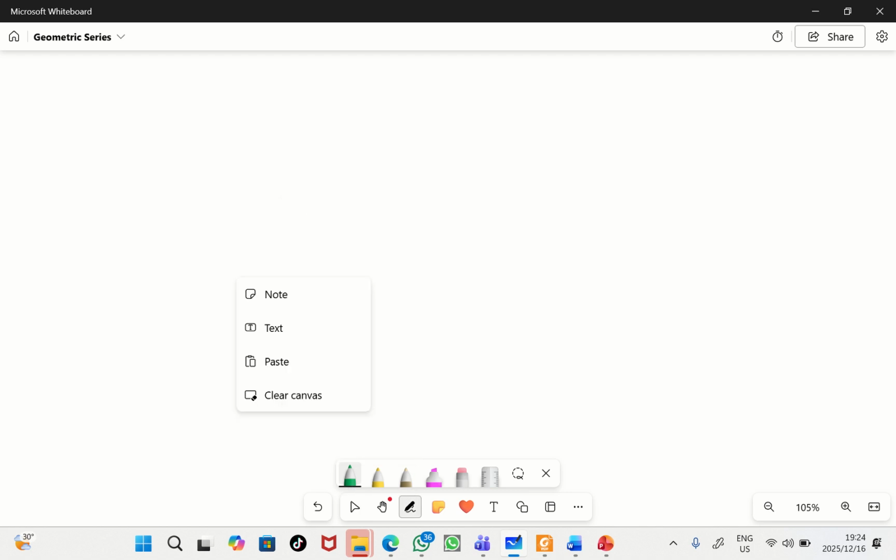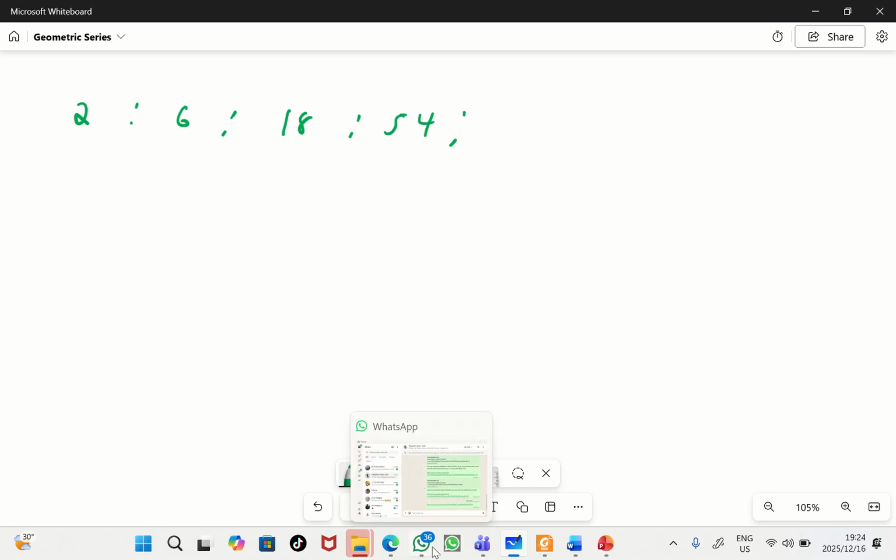So, sharp, consider the sequence 2, 6, 18, 54. Right? Looking at this sequence, can you guys tell me what the next number is? Can you guys tell me what the next number is in the sequence?